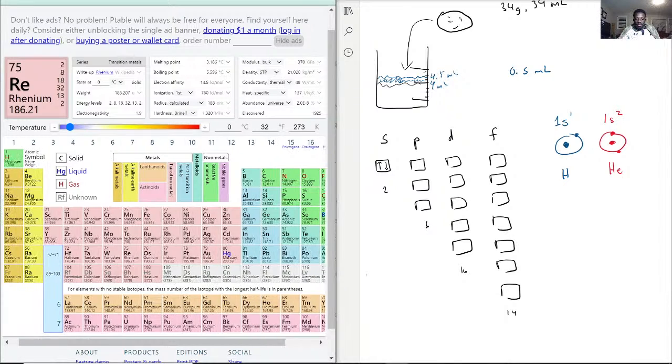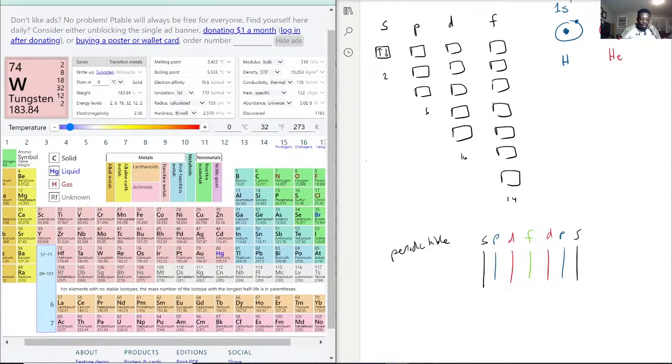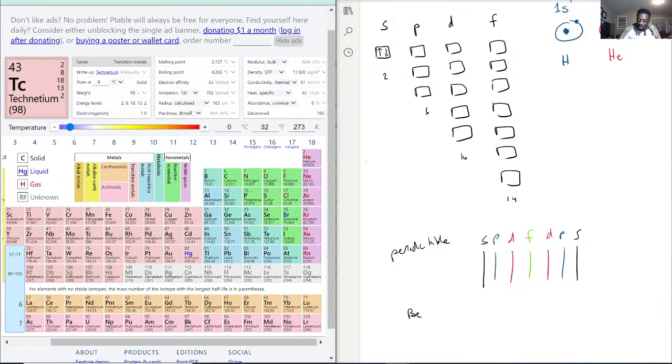Now P is kind of like a giant sandwich. The way I picture it, it goes S, and then P, and then D, and then F. The reason I say it's like a sandwich, specifically for the periodic table, is because the P's actually start at beryllium, on that row right there, and it will stop at fluorine.